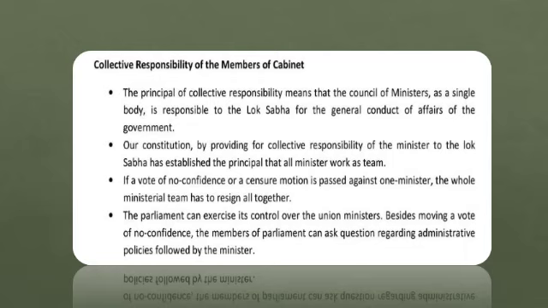A no confidence motion expresses want of confidence in the government. It is generally moved by the leader of the opposition. On the conclusion of the debate, if the Speaker puts the motion to vote, and if the motion is passed, the ministry has to resign. That is what is meant by collective responsibility.